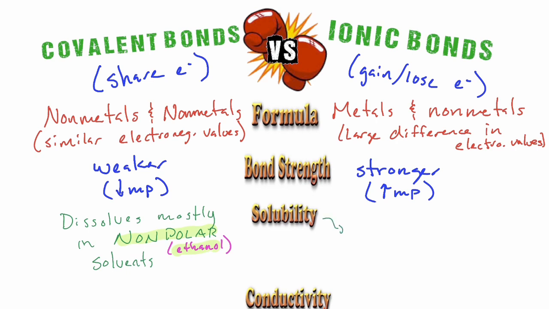On this side, we are dealing with ions, and ions have charges, and charges are attracted to other charges. When we say polarity, polarity means poles. Poles are a fancy way of saying charges. So we are going to say that they dissolve mostly in polar solvents. So what's a polar solvent? It's an easy one. Water, H2O.